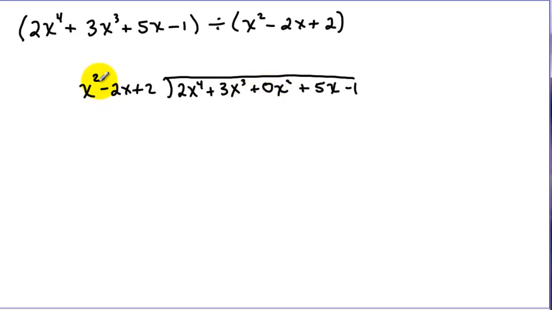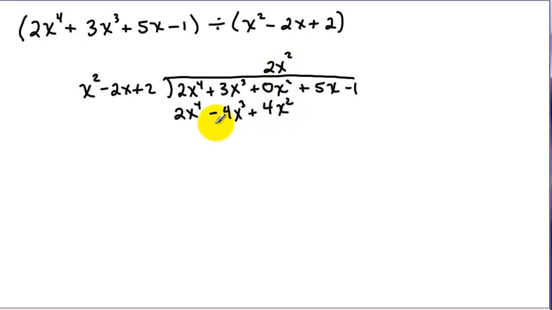And on this, we're just going to check the leading terms here and divide. So 2x to the 4th divided by x squared is 2x squared. Now we're going to multiply this times this just like we did before. So 2x squared times 2x squared is 2x to the 4th. Here we get negative 4x cubed. And plus 4x squared.